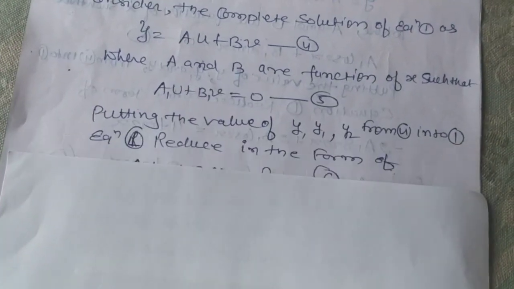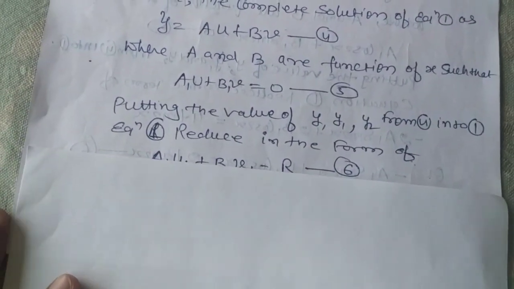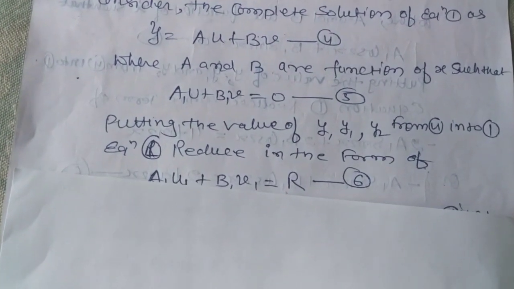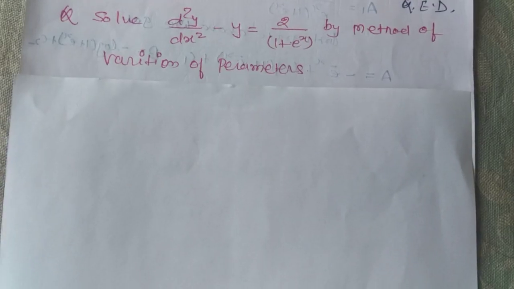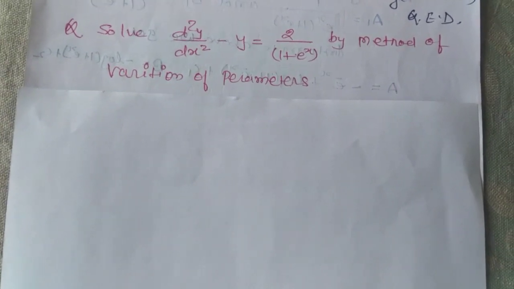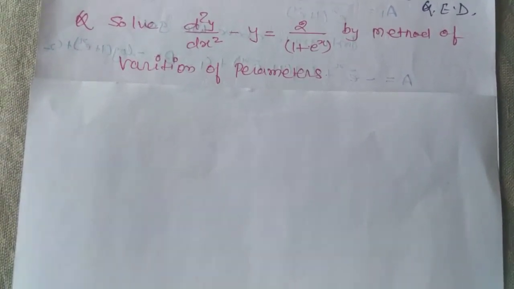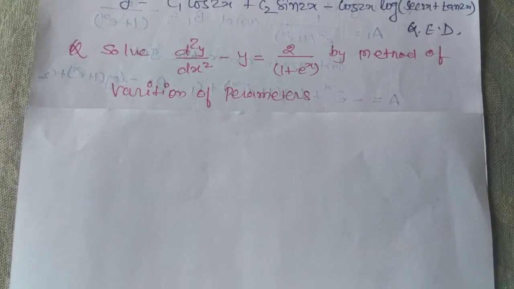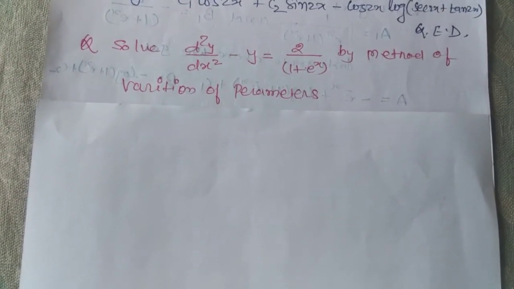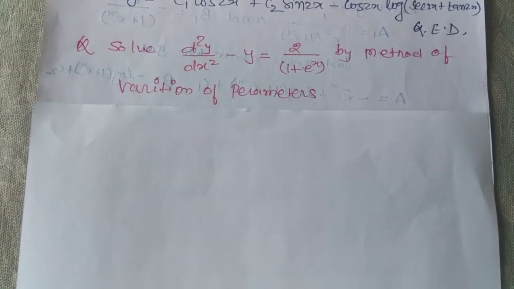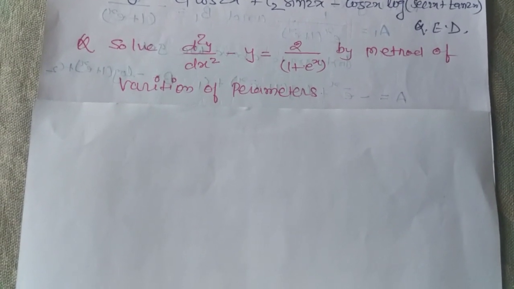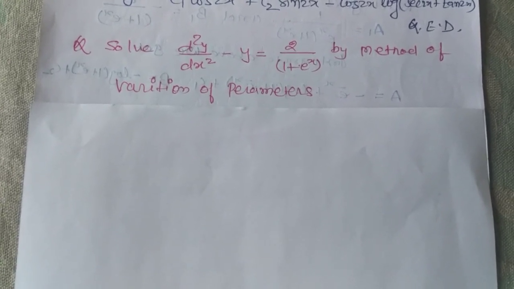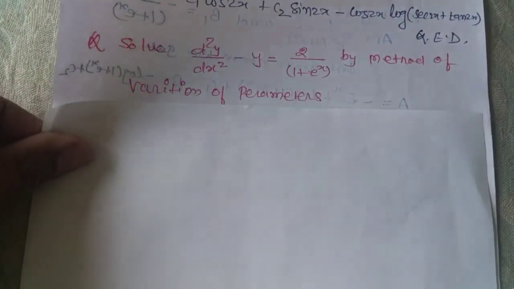So this is the process we use in the method of variation of parameters. Let us take a few examples on the method of variation of parameters. The question is, solve d2y by dx2 minus y equal to 2 upon 1 plus e raised to x by the method of variation of parameters.